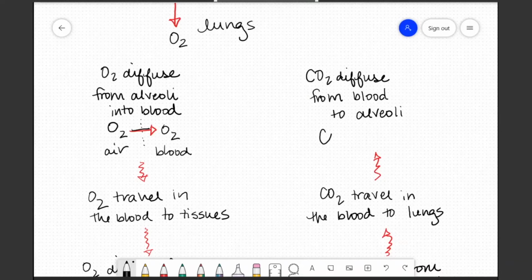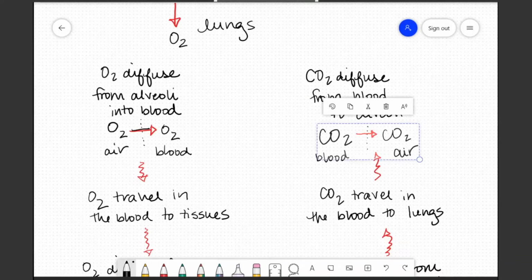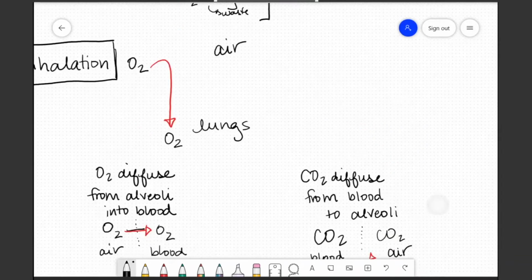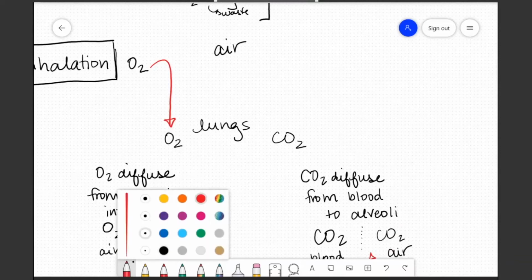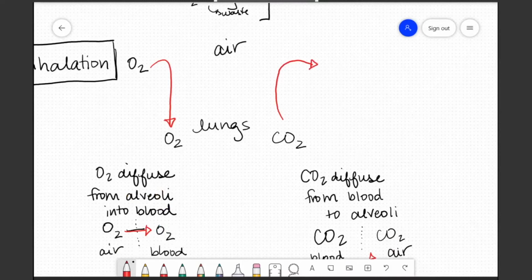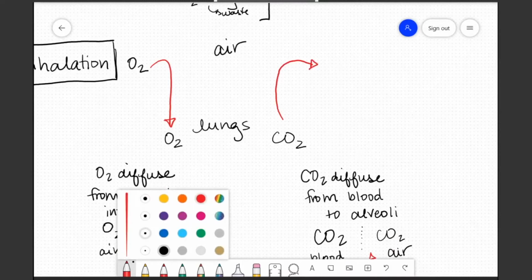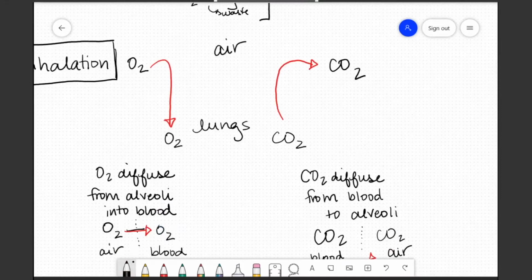So now we've got our CO2 in our blood, and it has to pass this little barrier to become CO2 in the air. After it does this process, we have our carbon dioxide in our air, right here, that remember is going to be in our lungs, and then it is going to be expelled out of our mouth this way. And then what you will have is CO2 out in the air.